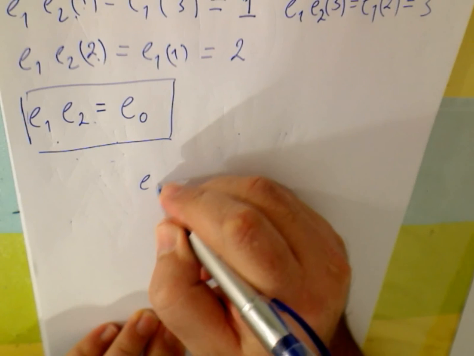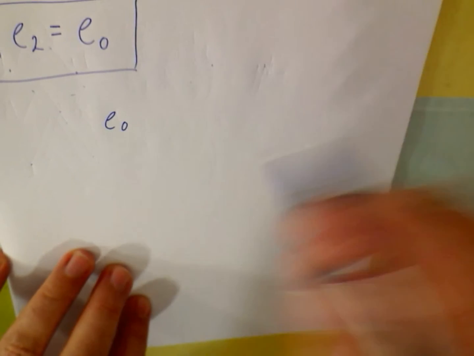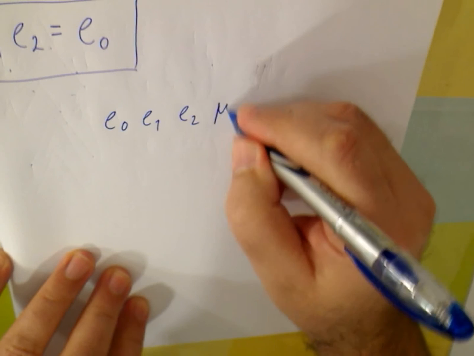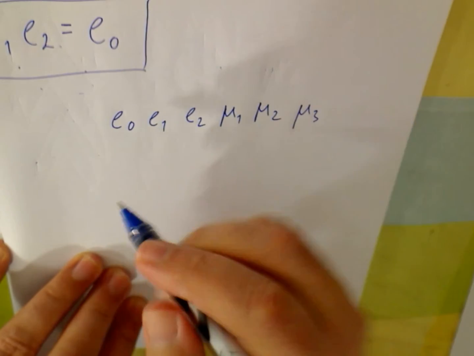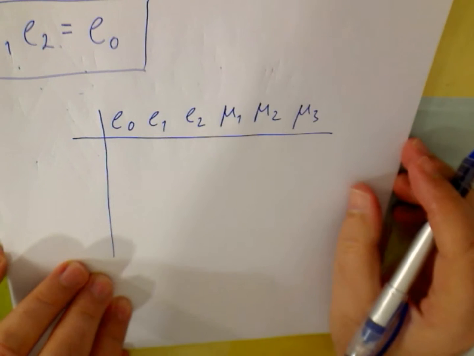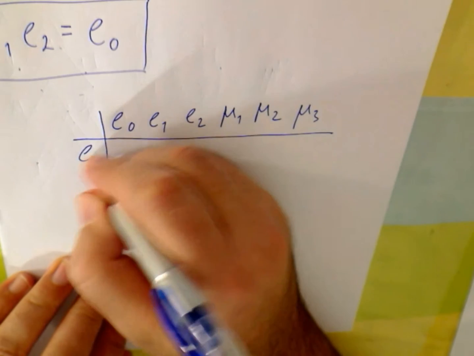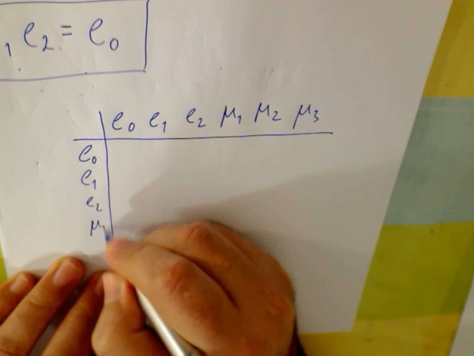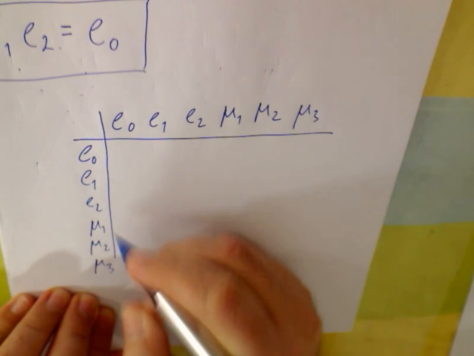Well, we can put R0, R1, R2, M1, M2, M3. The operation here is the composition of operations, and we put again R0, R1, R2, M1, M2, M3.